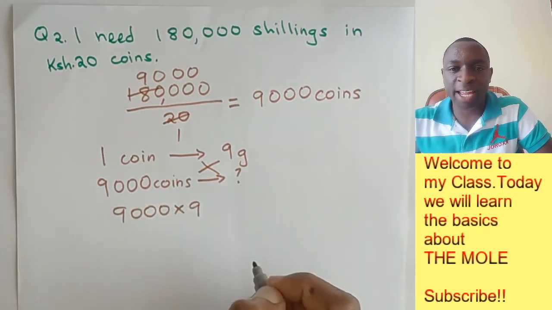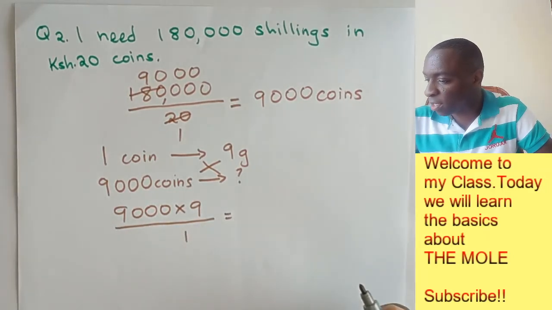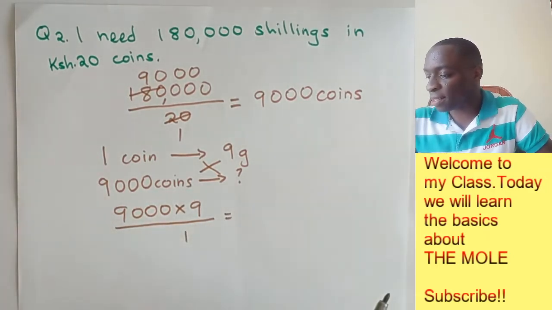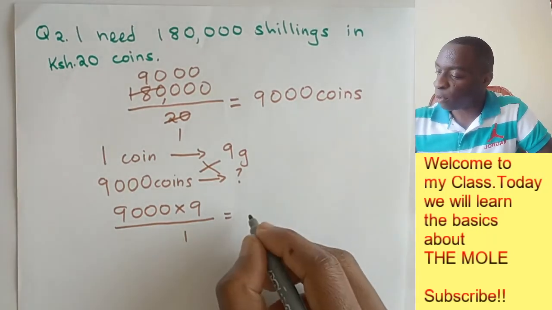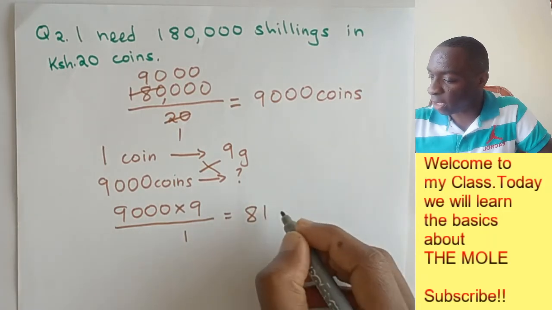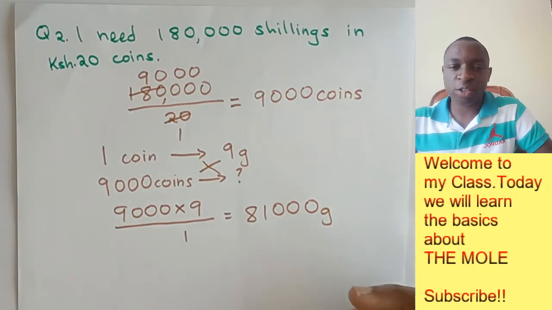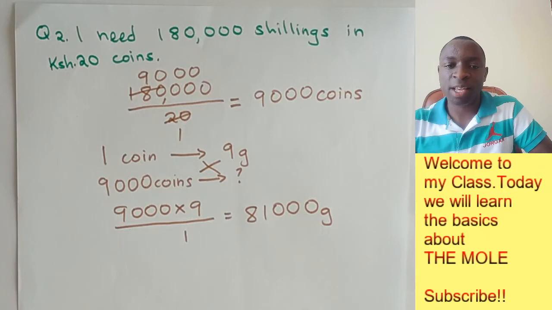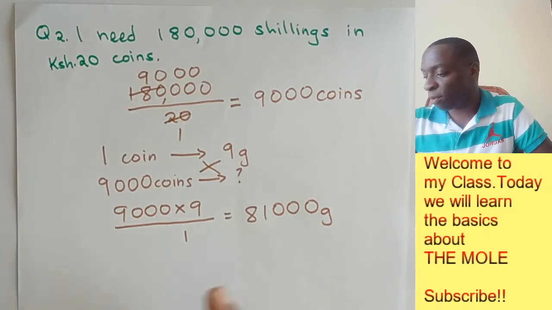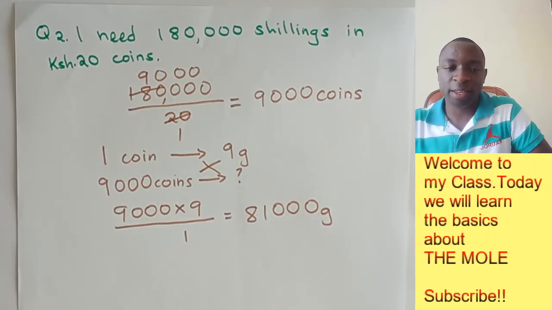multiplied by 9, and of course you divide by 1, and this is going to give us the mass of the 20 shilling coins that you would need. Of course this is going to give you 81,000 grams. So all you need to do is get into a scale and measure 81,000 grams, and you're going to give them that worth of coins. Quite heavy, because if you convert this into kilos, it's about 81 kilos. So it will be quite a heavy amount of coins.